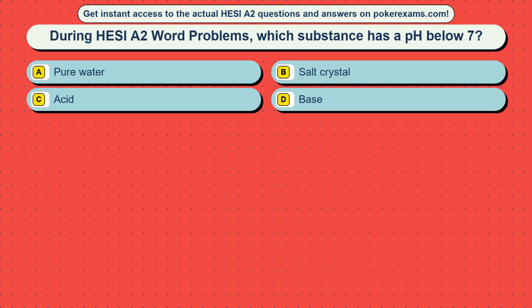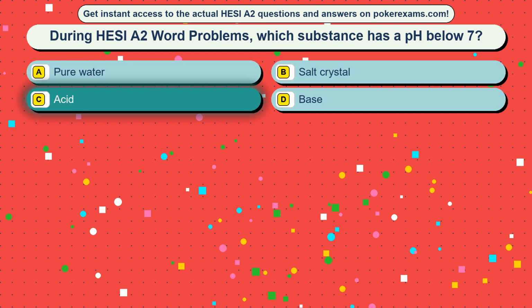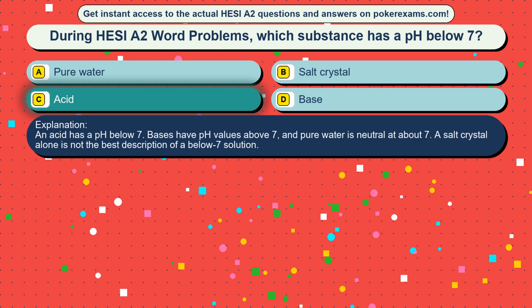Question 11. During HESI A2 Word Problems, which substance has a pH below 7? Option A, pure water. Option B, salt crystal. Option C, acid. Option D, base. The correct answer is option C, acid. An acid has a pH below 7. Bases have pH values above 7, and pure water is neutral at about 7. A salt crystal alone is not the best description of a below 7 solution.